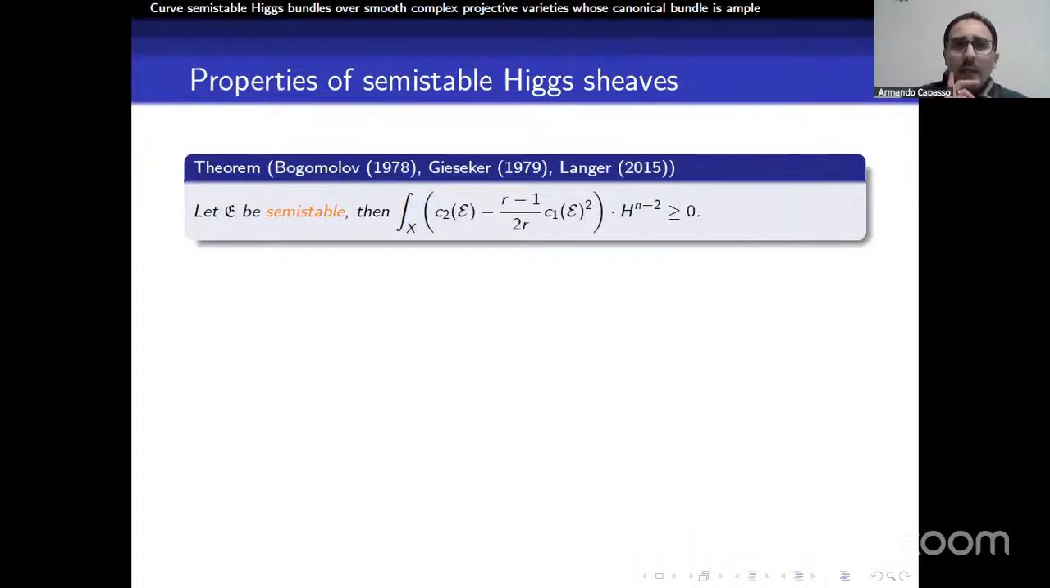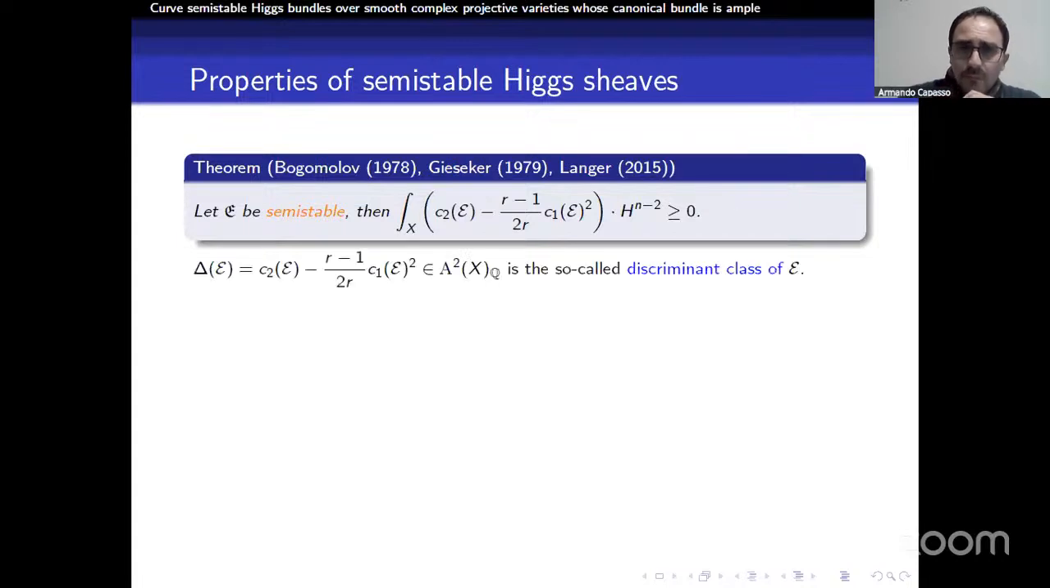And about semistable sheaves, Bogomolov and Gieseker proved in the complex setting, and Langer in the general setting with no reference to the characteristic of the underlying field, that if a Higgs bundle E is semistable, then this inequality holds. For simplicity, this term I call capital Delta of E, and this is the so-called discriminant class of E. In the following, I will recall this class because it is fundamental in order to state my results.